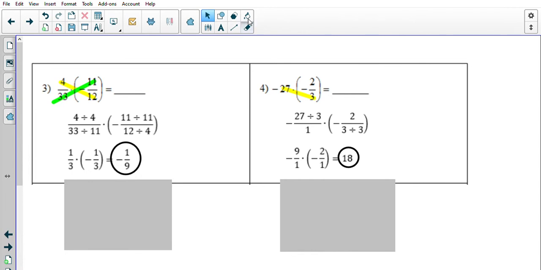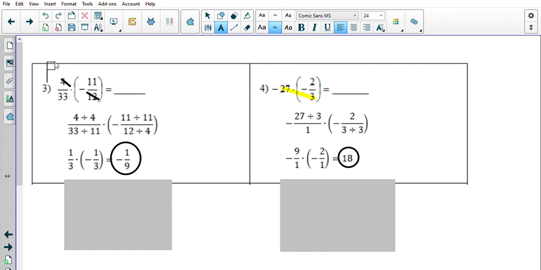Again, if you don't like having to physically write those quotients, just going back to number 3 for a second, you could cross off the 4 and you could cross off the 12. And you could say, okay, I know that 4 divides by 4 and gets me 1. 12 divides by 4 and gets me 3. I could cross off my 11 and my 33 and say, well, 11 divided by 11 is going to get me 1. 33 divided by 11 is going to get me 3. And then just multiply straight across.